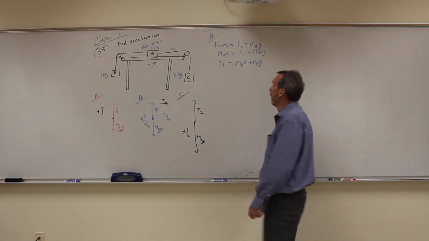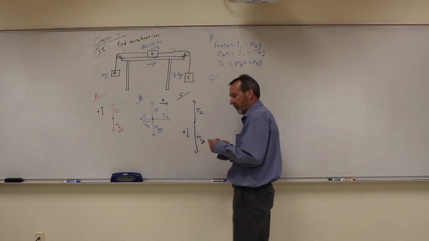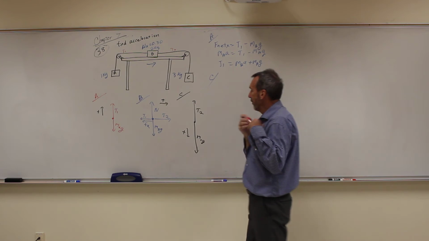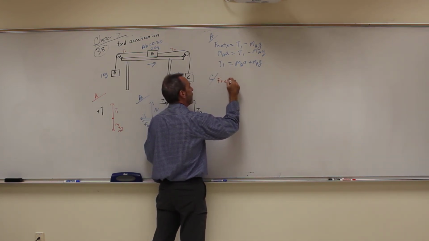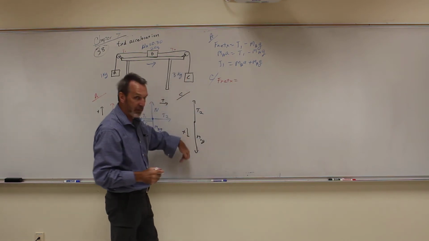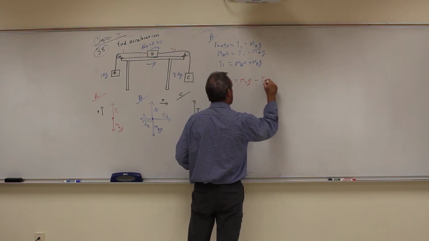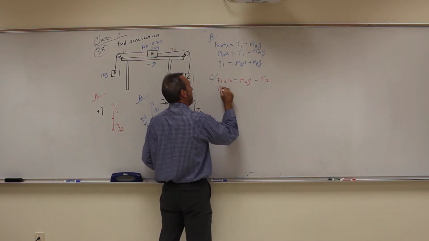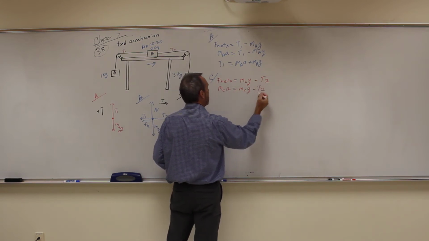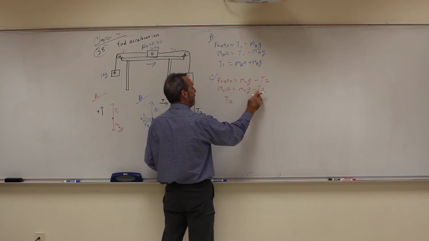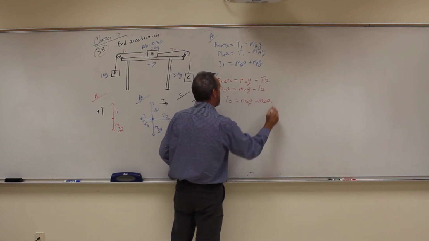All right? So now let's go to block C. Why am I doing it this way? Well, it makes sense. Block C is over here. I'm going to say F net X, remember X is going down in this case, is going to be MC times G minus T2. But this is going to be mass of block C times its acceleration is MCG minus T2. Or if I solve this for T2, I'm going to move that over there, and it's going to be equal to MCG minus MCA.